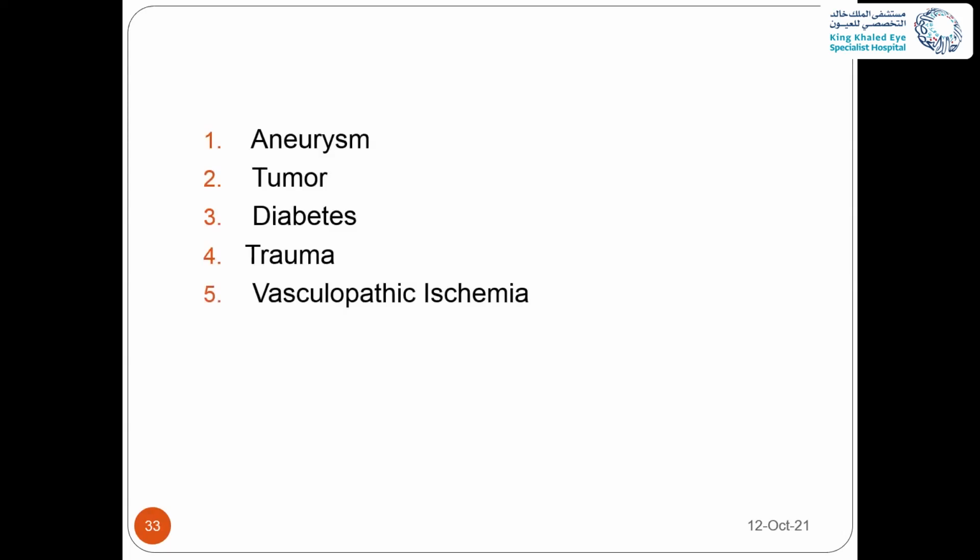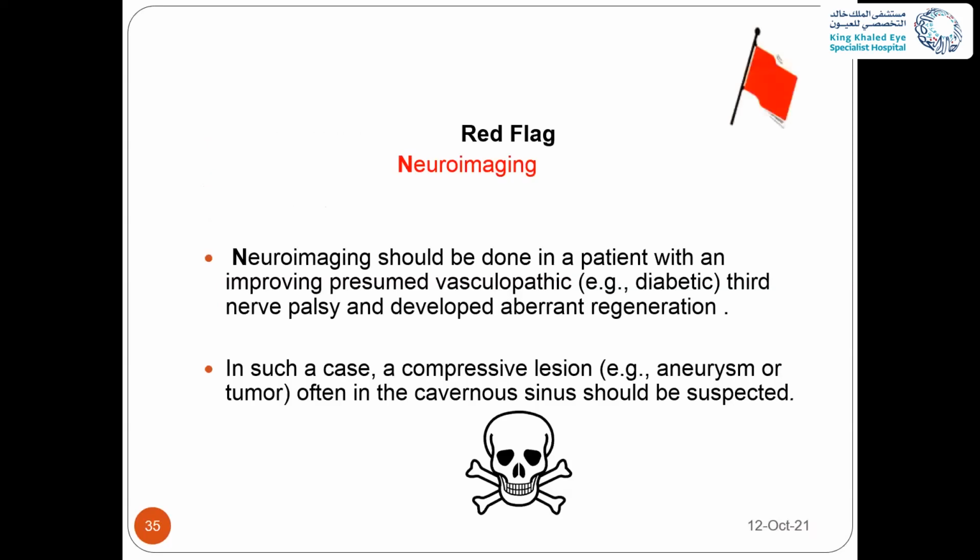So we have to change. Are we dealing now with aneurysm and tumor, which go first in the list, and then diabetes will change our diagnosis? So now are we having aneurysm or tumor? What we should do is immediate neuroimaging because we are dealing with a red flag.